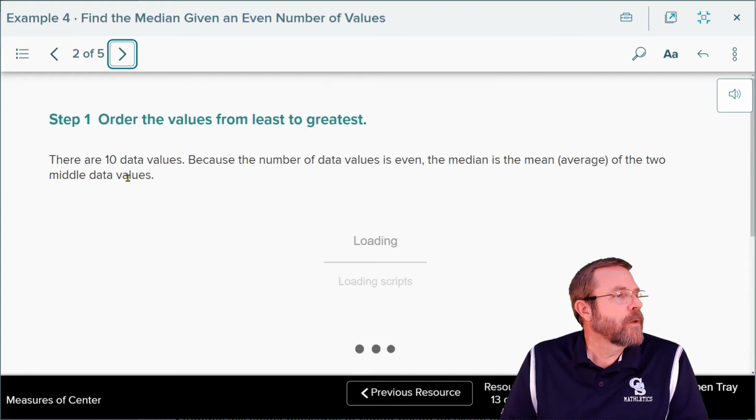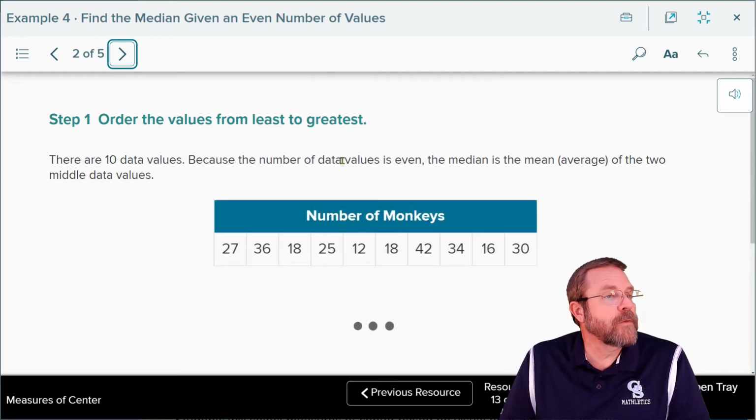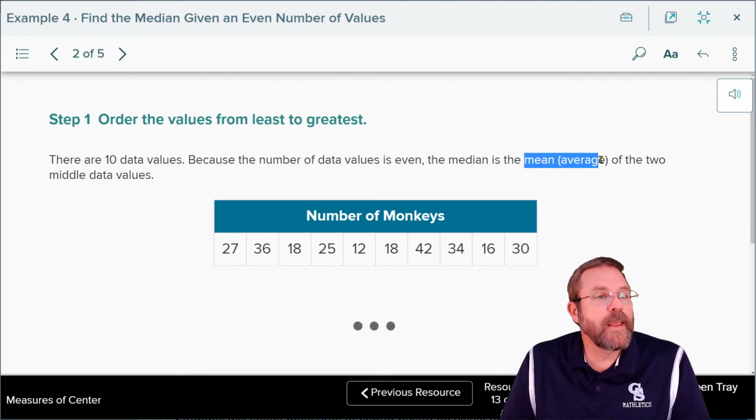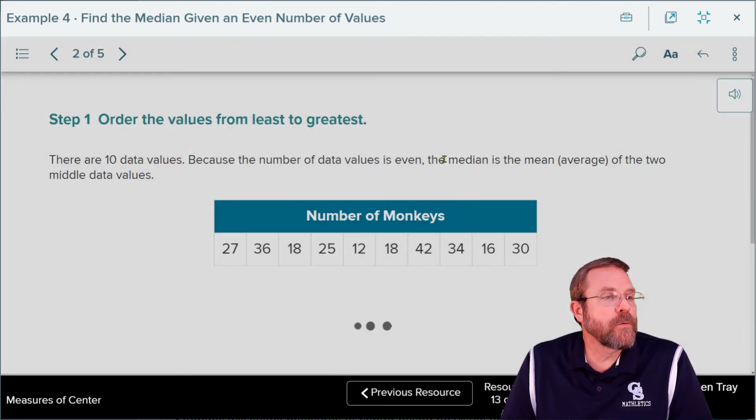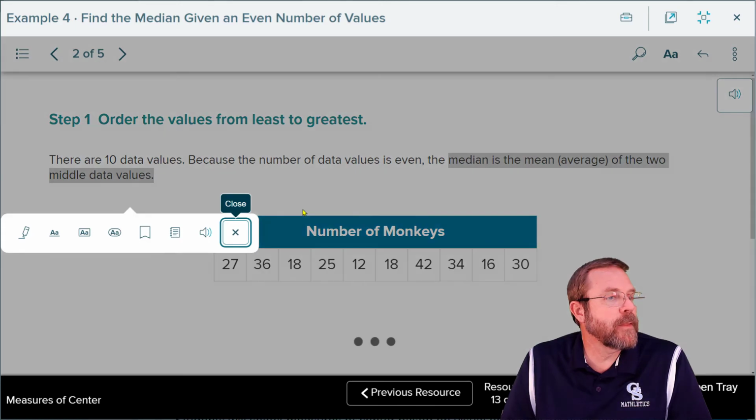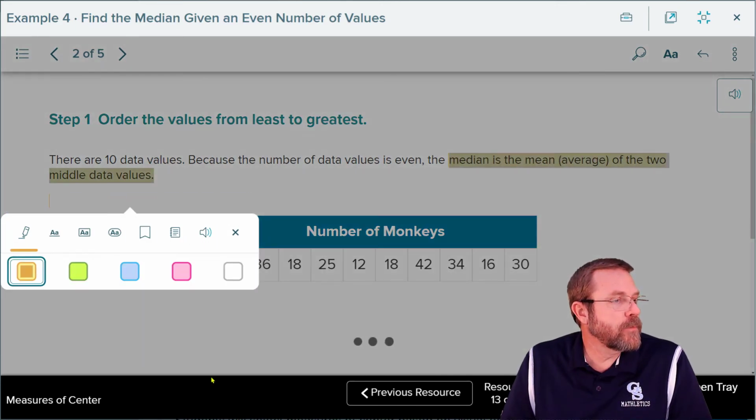Moving forward, there are 10 data values, and because the data values are even, the median is going to be the mean or the average of the 2 middle values. So let me just highlight that right there. And that looks kind of important.